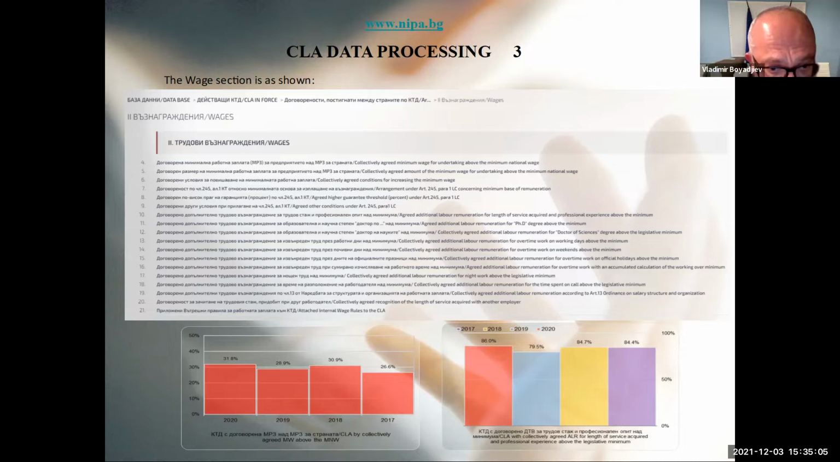We have 17 indicators, and collectively agreed minimum wage for undertakings above the minimum national wage. Because in Bulgaria we have a statutory defined minimum wage, and through the collective bargaining agreement on enterprise level, the parties agreed upon a higher level of minimum wage.